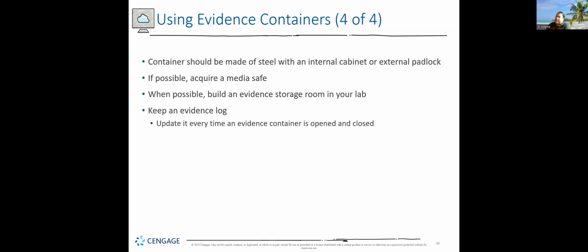When possible, build an evidence storage room in your lab. Man, it's just more secure if it's in your area, right? Instead of being out with the rest of the stuff. Would it be a janitor closet? I don't think so. I keep saying janitor just so it's not as common, but so you guys will understand more of who shouldn't be around it. Keep an evidence log, and update it every time an evidence container is opened or closed.